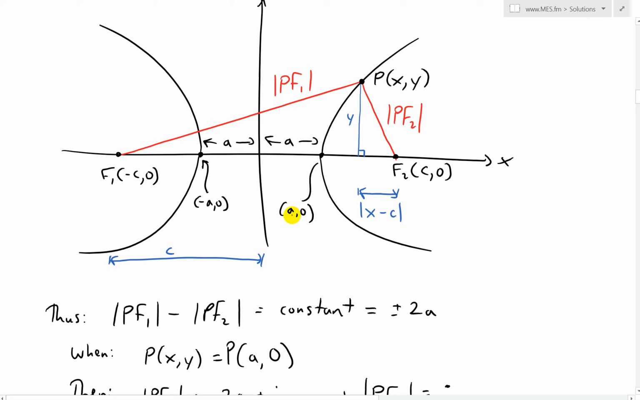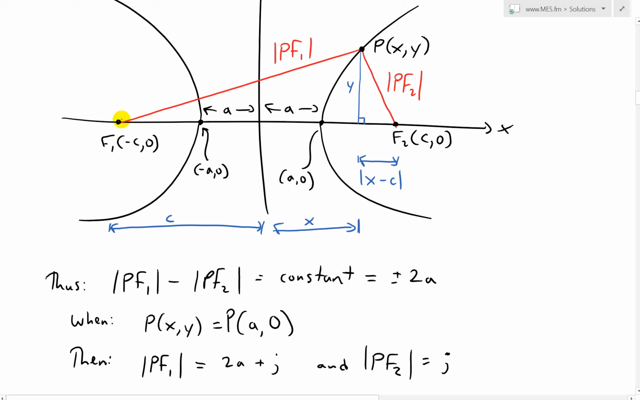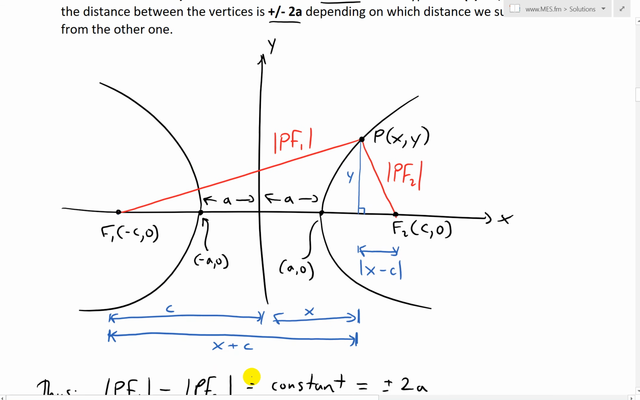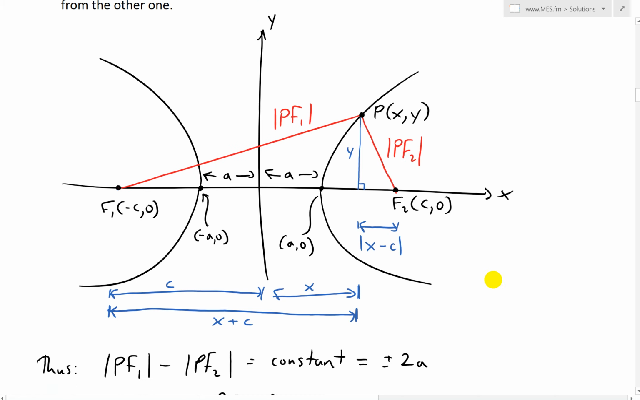And then from here all the way across there, that's going to be x, like that. So the distance from here all the way across this part is x plus c. Let's write this down as x plus c. Now that we have this, we can just apply Pythagoras, because we know the y here, we know the horizontal distance and the vertical. We can get the slant lines like this, PF1 and also PF2.